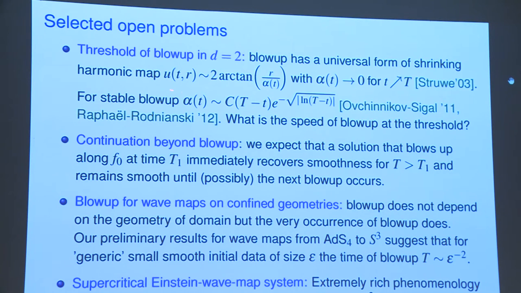For stable blow-up, this function alpha has this form, so this is a type 2 blow-up. This was first derived formally by Ovchinnikov and Sigal, and then rigorously by Raphaël and Rodnianski. However, as far as I know, it is not known what this function alpha is at the threshold. So it is not known what the speed of blow-up is at the threshold for this problem.